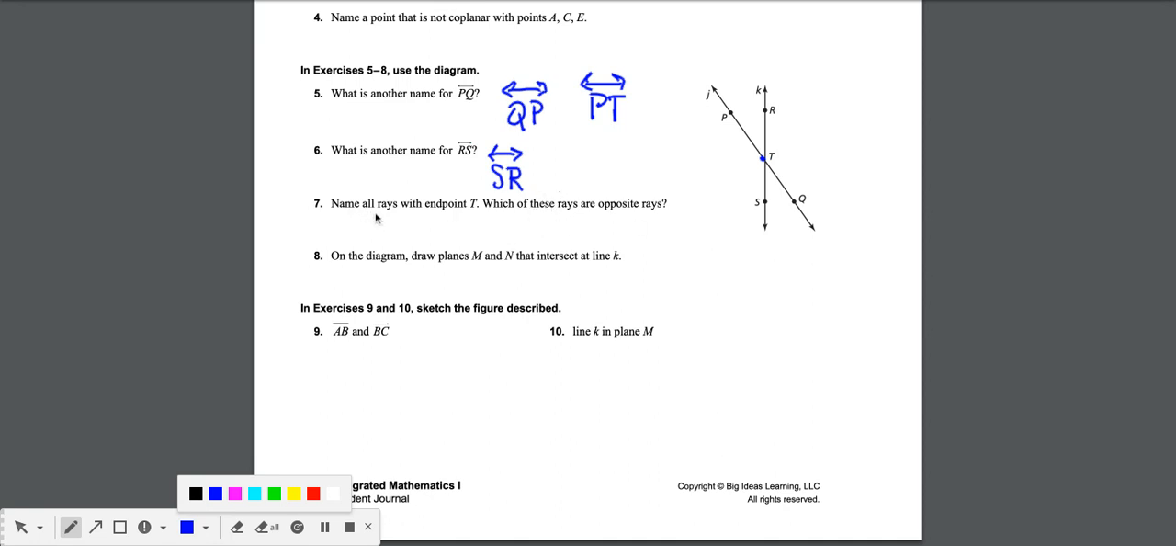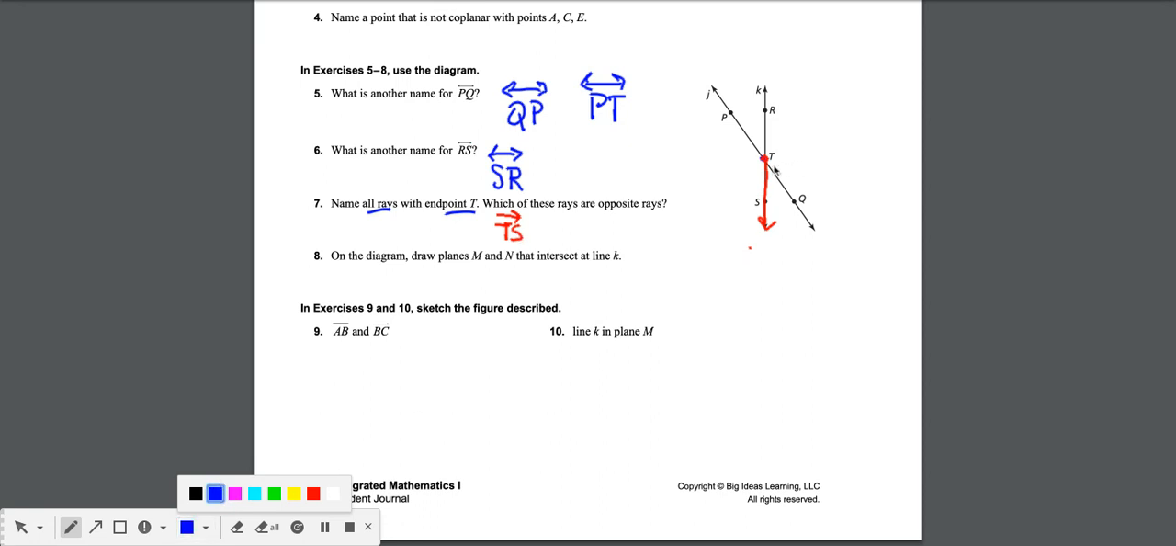All right. Name all rays that have an endpoint T. Well, this is quite a few of them because we have endpoint T right there. So there would be one of them. And that particular one right here would be TS. Now, when it comes to rays, order does matter. Okay. You can't go ST and call it a ray. Nope, won't work. So you have to actually have the endpoint letter first. All right, so that would be that one.